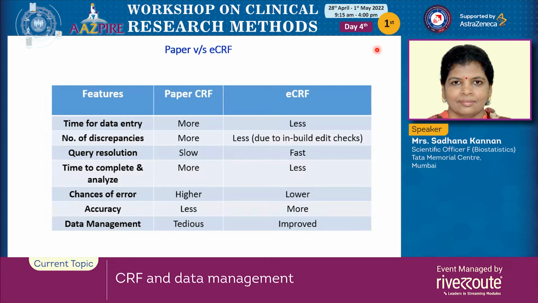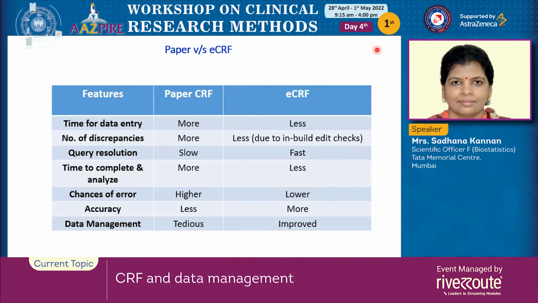Okay, the time for data entry is more, because you have to capture all the data from the source document. It's going to take a lot of time. With an electronic CRF, for the same data, you can collect it in less time. Discrepancies are generally more in paper CRF, and in electronic CRF we have fewer discrepancies because we build in checks as and when the data is entered.